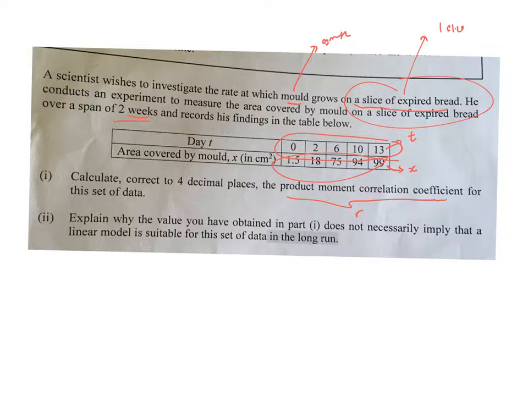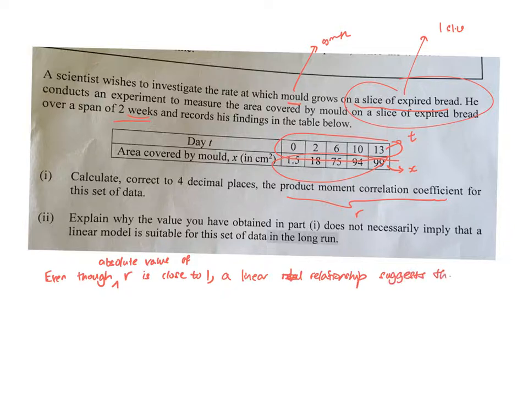So even though the product moment correlation coefficient r value here is close to 1, I mean the absolute value of r is close to 1, a linear relationship suggests that there's actually no end. That means the area covered by the mold is going to grow indefinitely as the number of days passes.